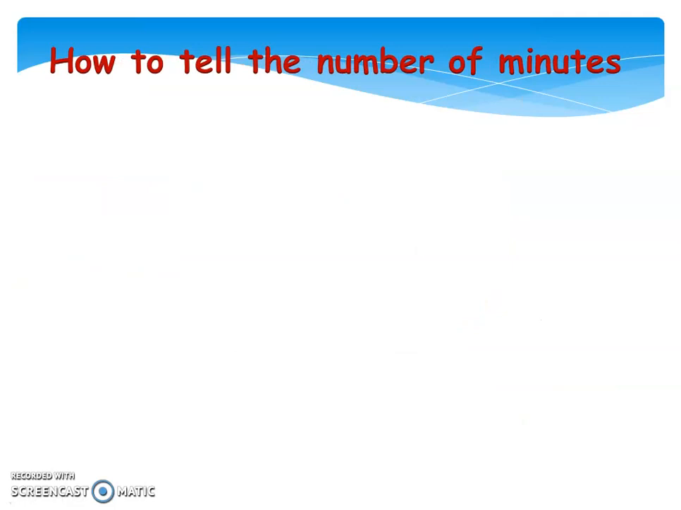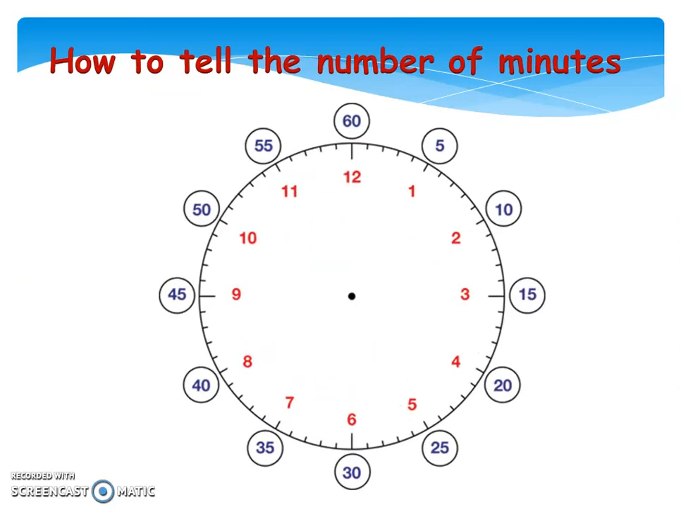Alright? Next, how to tell the number of minutes. Now here, as you can see, there are numbers outside the big circle. Isn't it? And inside the big circle, you will see the numbers 1, 2, 3, 4, 5, 6, 7, 8, 9, 10, 11, 12. And outside are the equivalent minutes. Look at here. Outside, you will see the 5, 10, 15, 20, 25, 30, 35, 40, 45, 50, 55, and 60.